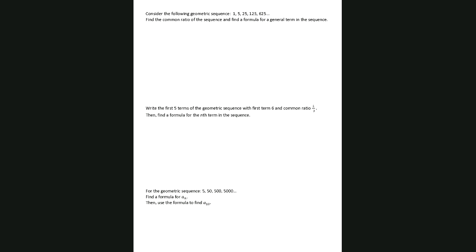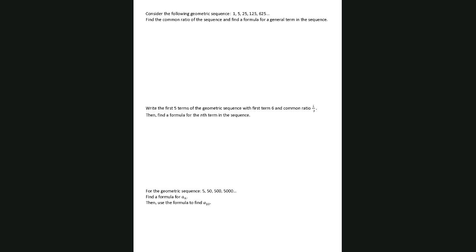Find the common ratio of the sequence and find a formula for a general term. So the common ratio, you could probably see this without doing any sort of division. In this case, the common ratio is just taking the previous number and multiplying it by 5. So the common ratio is 5 in this case. So 1 times 5 is 5, 5 times 5 is 25, and so on.